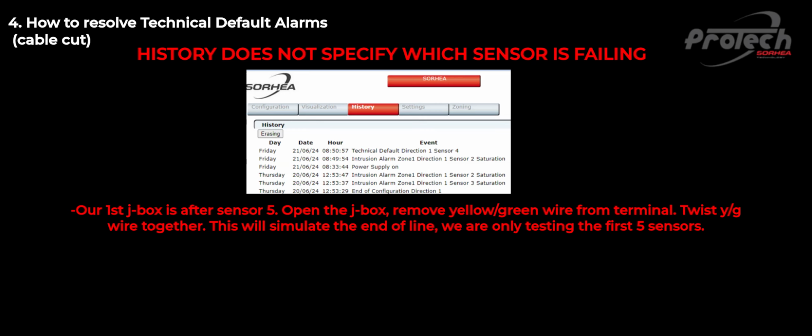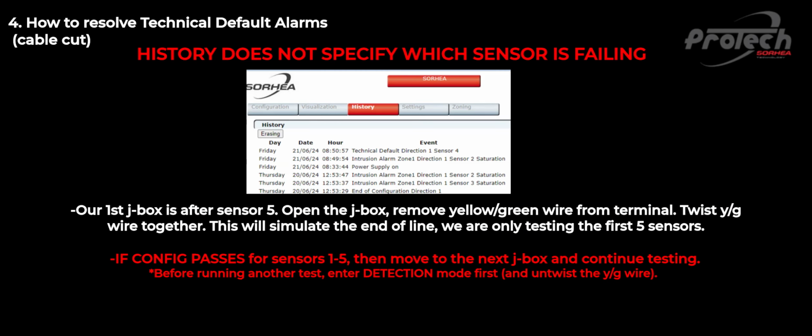Open the J-box, remove the yellow and green wire from the terminal. Twist the yellow and green wire together. This will simulate the end of line. We are only testing the first 5 sensors. If configuration passes for sensors 1 to 5, then move to the next J-box and continue testing.